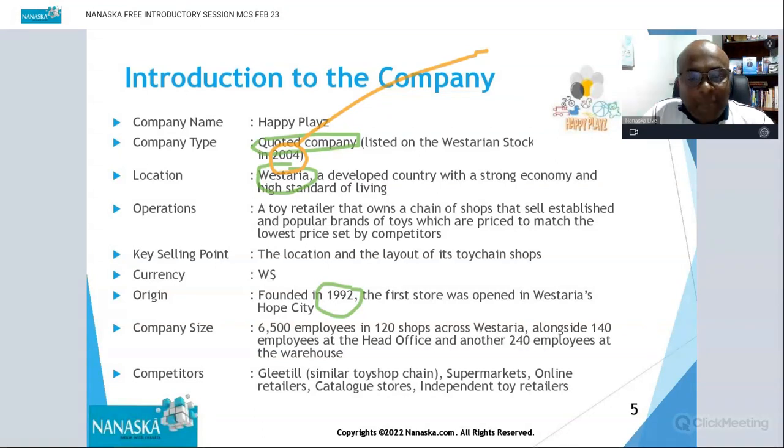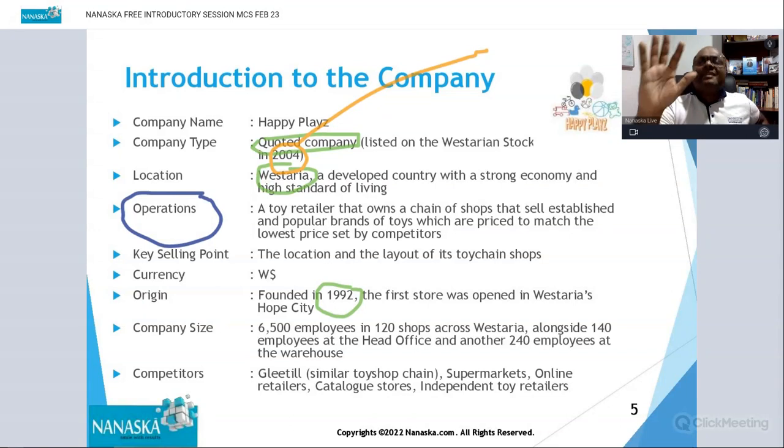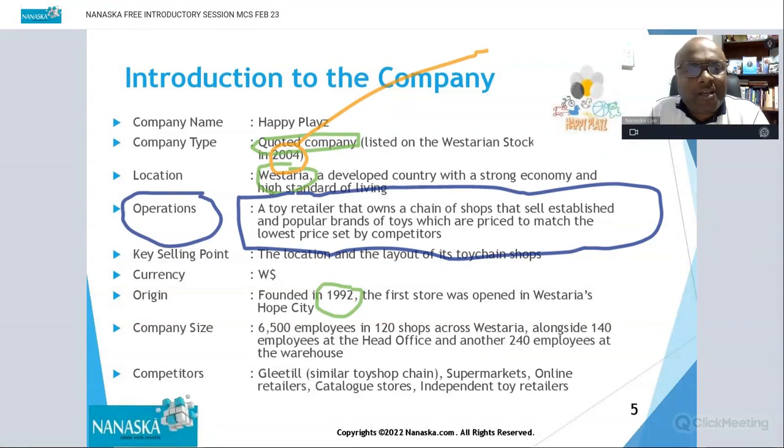Then under the heading of operations, you can see what we do. We'll read it and see. A toy retailer that owns a chain of shops. So we are a toy retailer. It doesn't say we are a manufacturer and retailer. It says a toy retailer. So I think we are buying and selling mostly. So it doesn't seem we are a manufacturer, just a toy retailer.